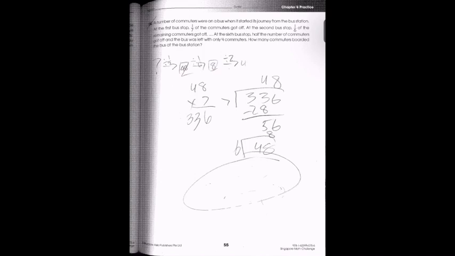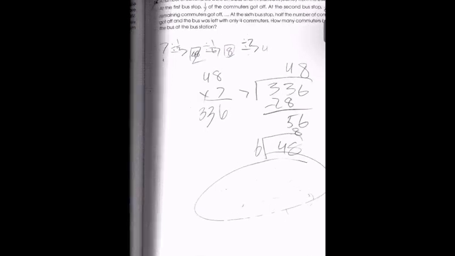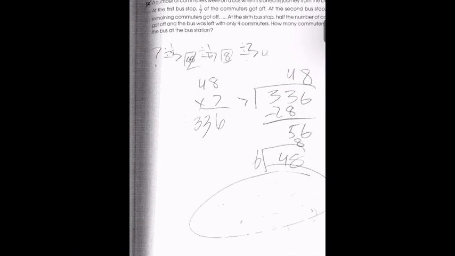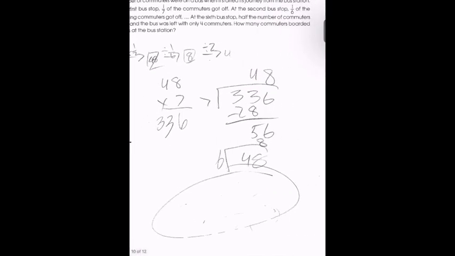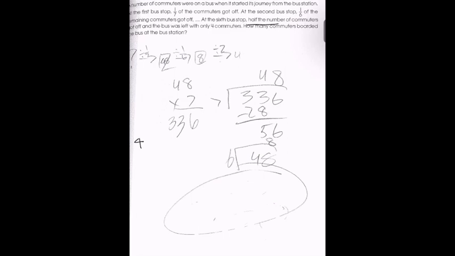A number of commuters were on a bus when it started its journey from the bus station. At the first bus stop, 1/7 of the commuters got off. At the second, 1/6 got off. And at the sixth bus stop, half the number of commuters got off, and the bus was left with only 4 commuters. So how many did we start with? We're only left with 4, and then half of them get off. So right before the half gets off, there must have been half more. So 4 times 2 is 8.